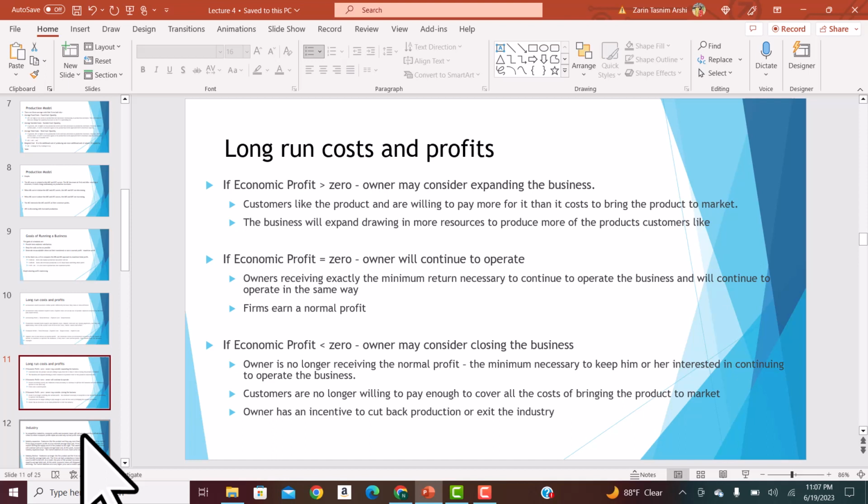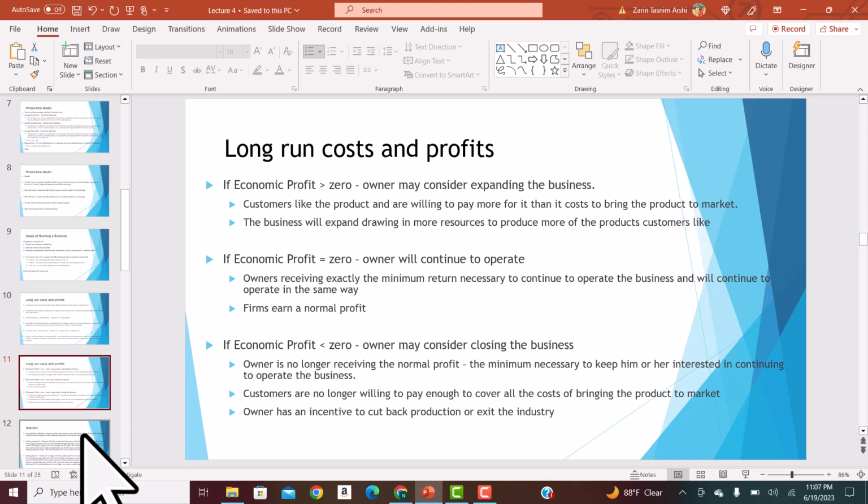Okay. Now, if the economic profit for the business is equal to zero, then the owner will just continue operation as is, at whatever level of output they are at that point. They are earning a normal profit because they are covering all the out of pocket expenses. In addition, they are also covering the implicit cost. So the owner is receiving exactly the minimum return necessary to continue and operate the business. So they will not expand their business, but they will continue operating at that particular point.